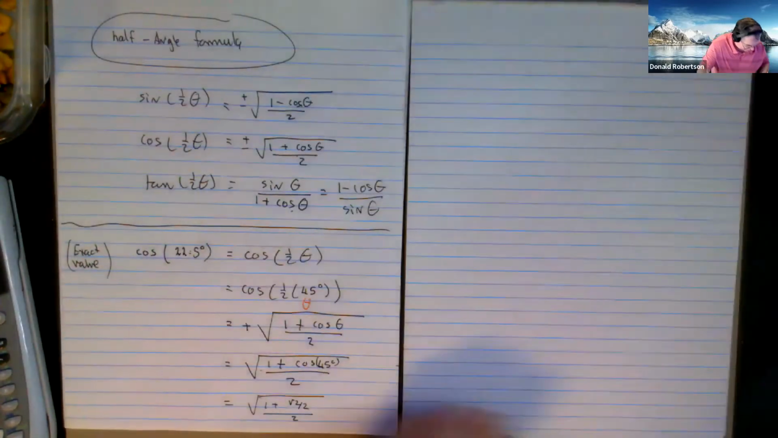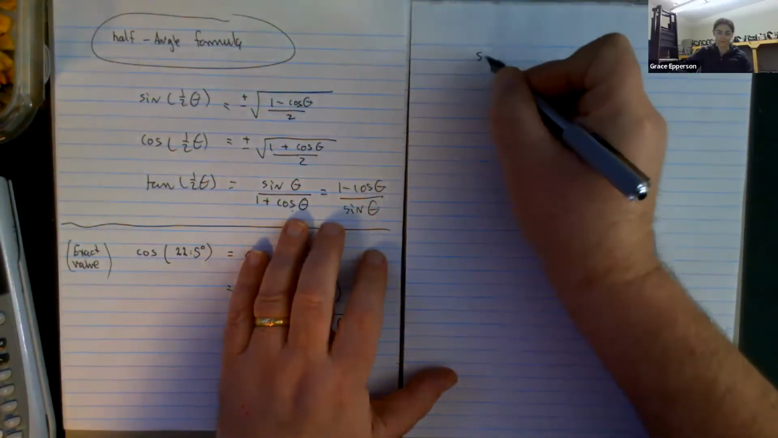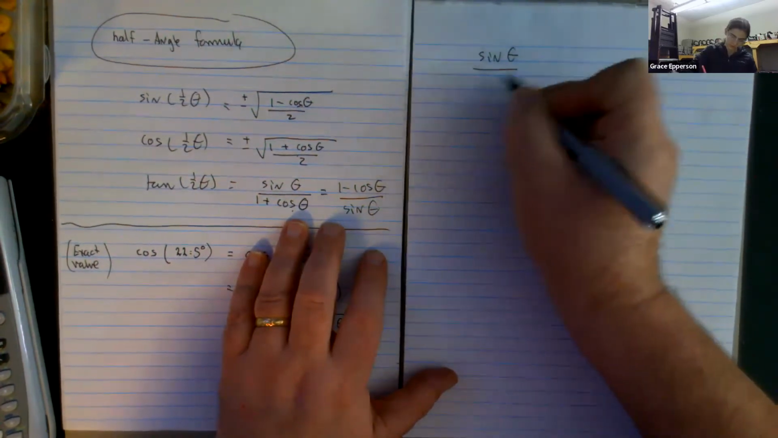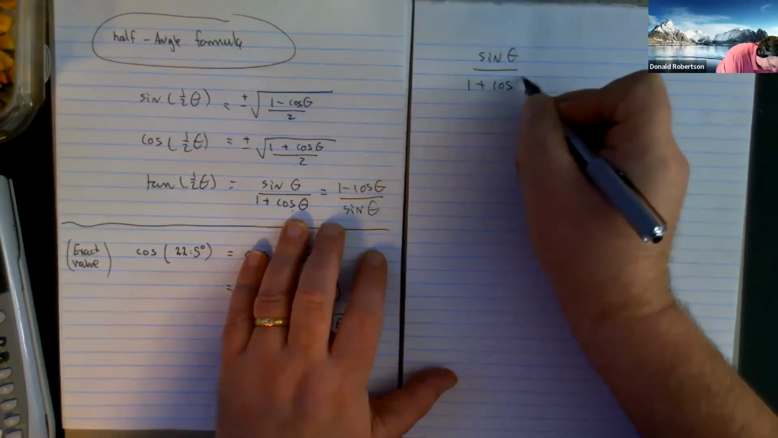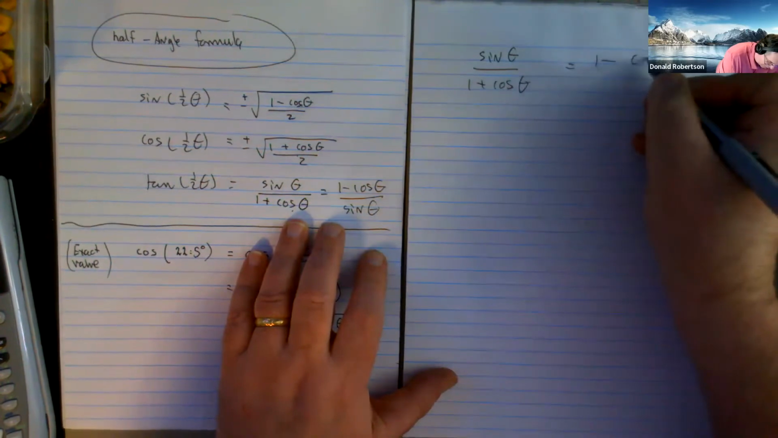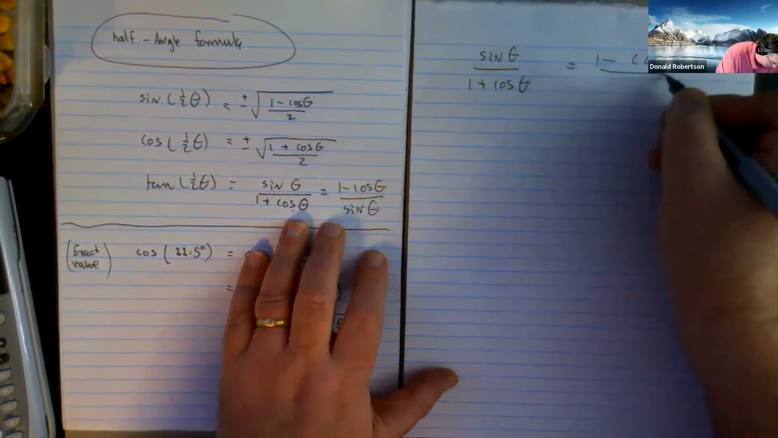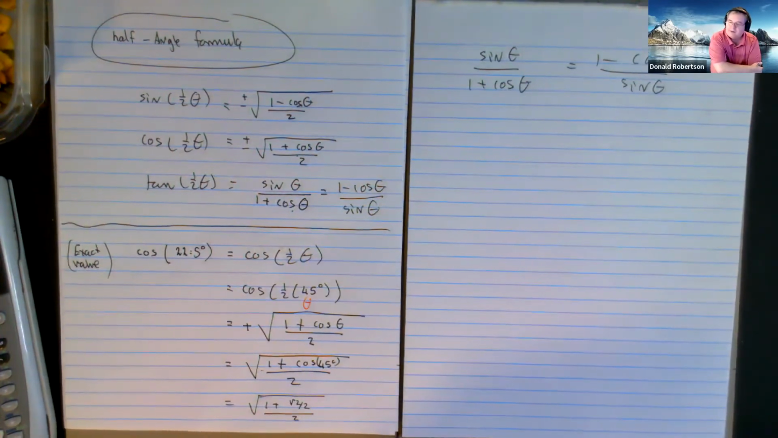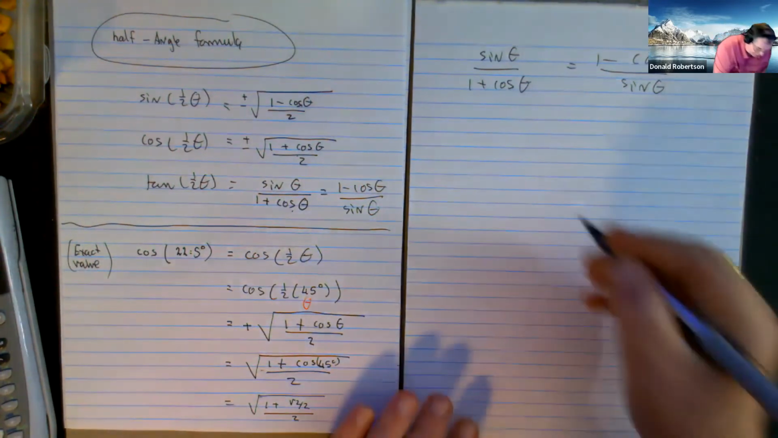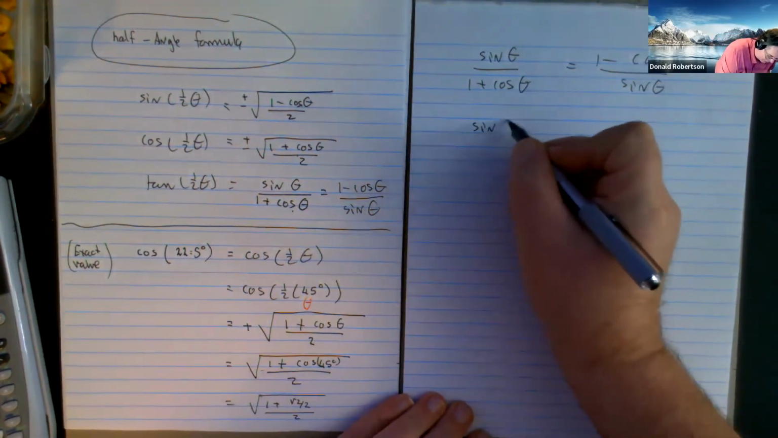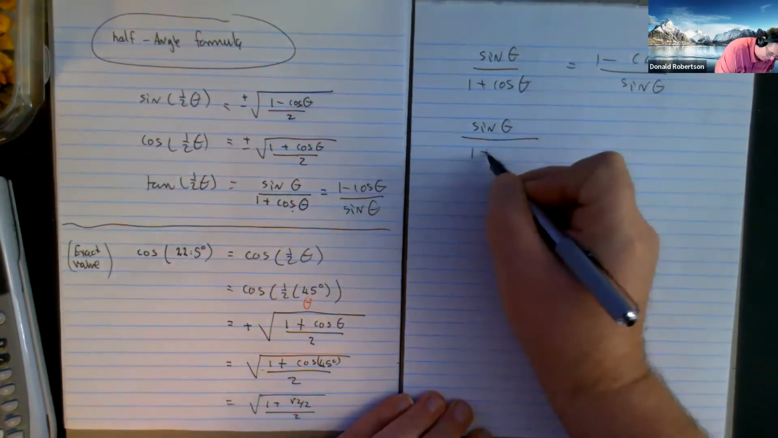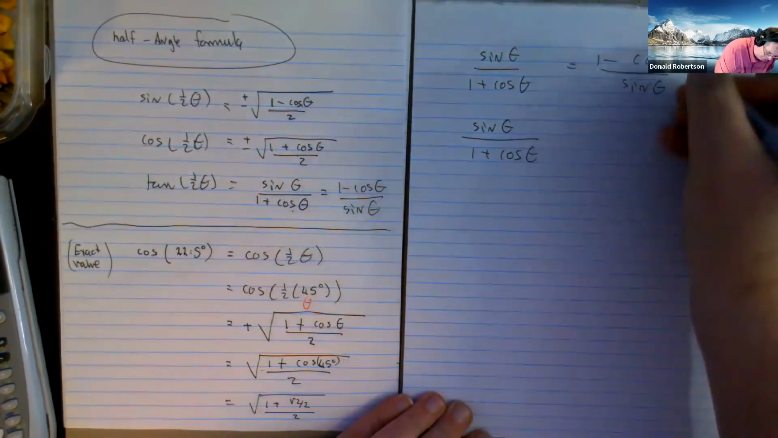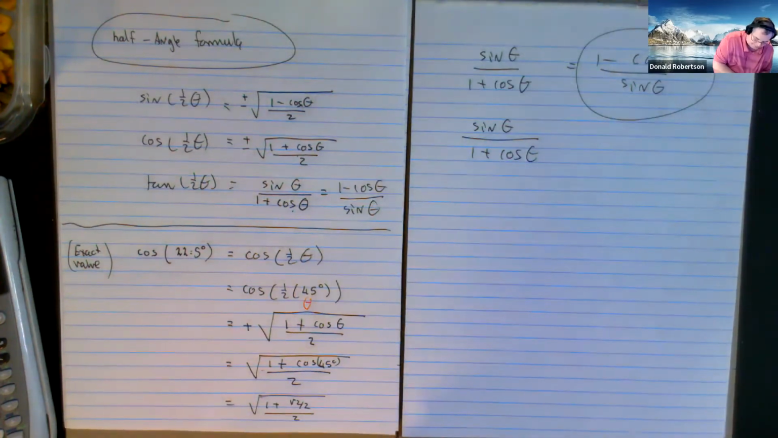Since I got a few minutes, let's do an identity on that. Let's prove that this one is equal to that one. All right. So I'm going to take the left-hand side. And when I'm finished, it's going to look like that.